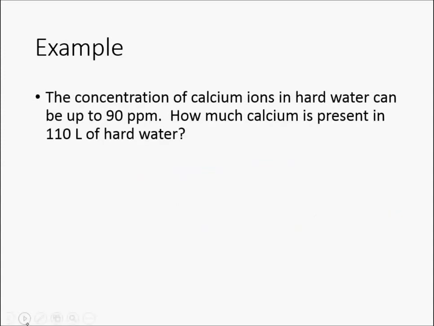We can also use ppm or ppb as a conversion factor to solve problems. So here we're going to solve for the number of grams of calcium 2 plus. And what does parts per million mean? A corollary to this is that it is the number of grams per 10 to the 6, i.e. a million milliliters.